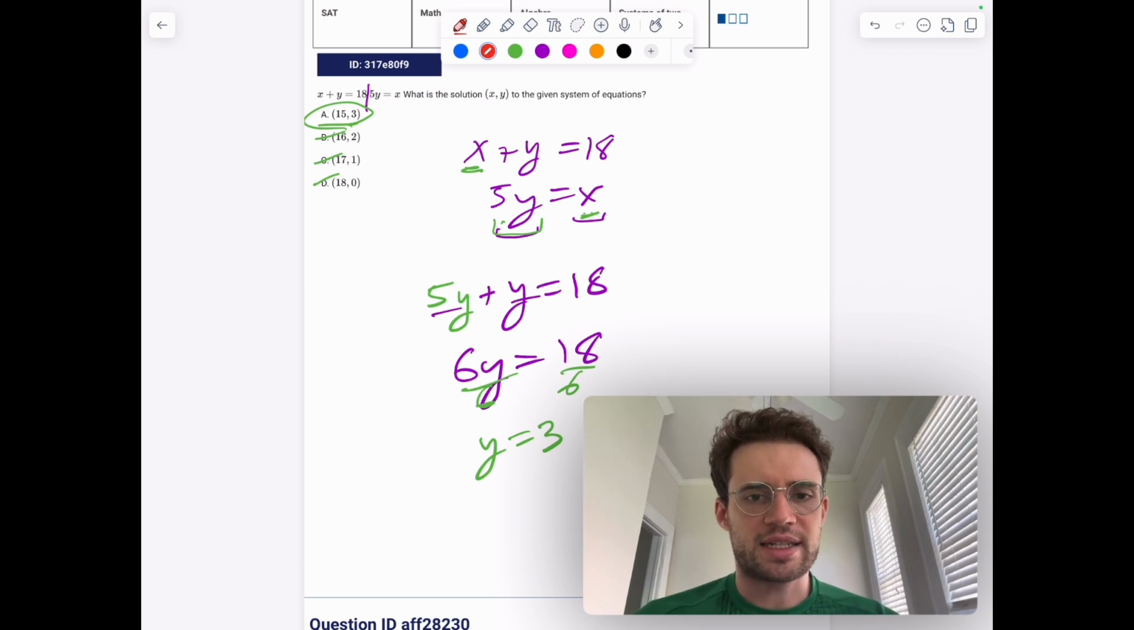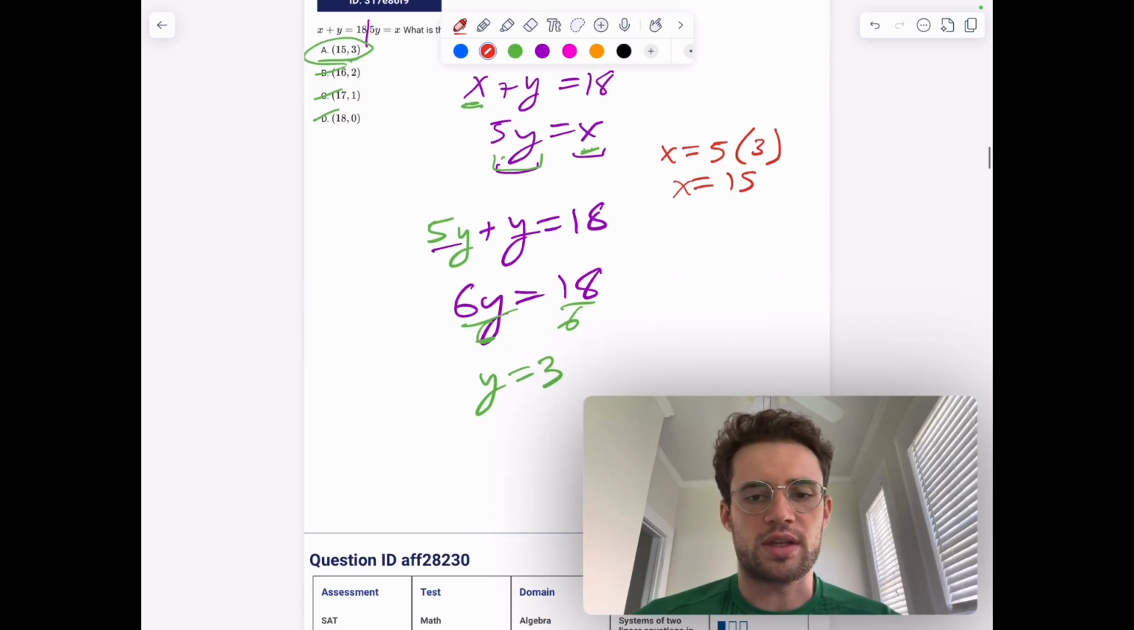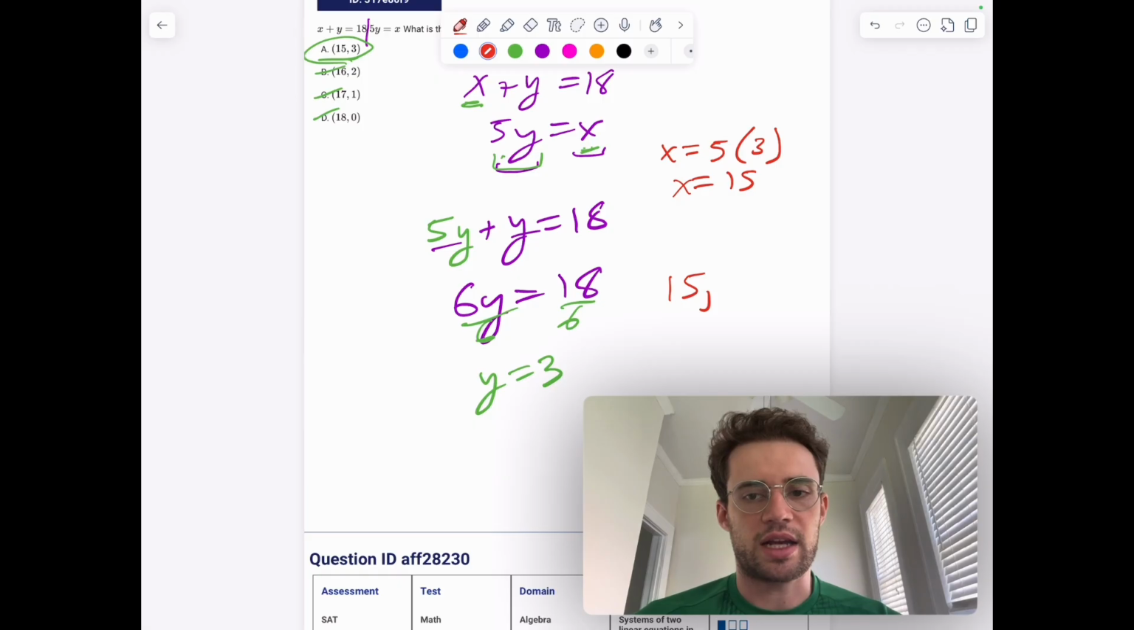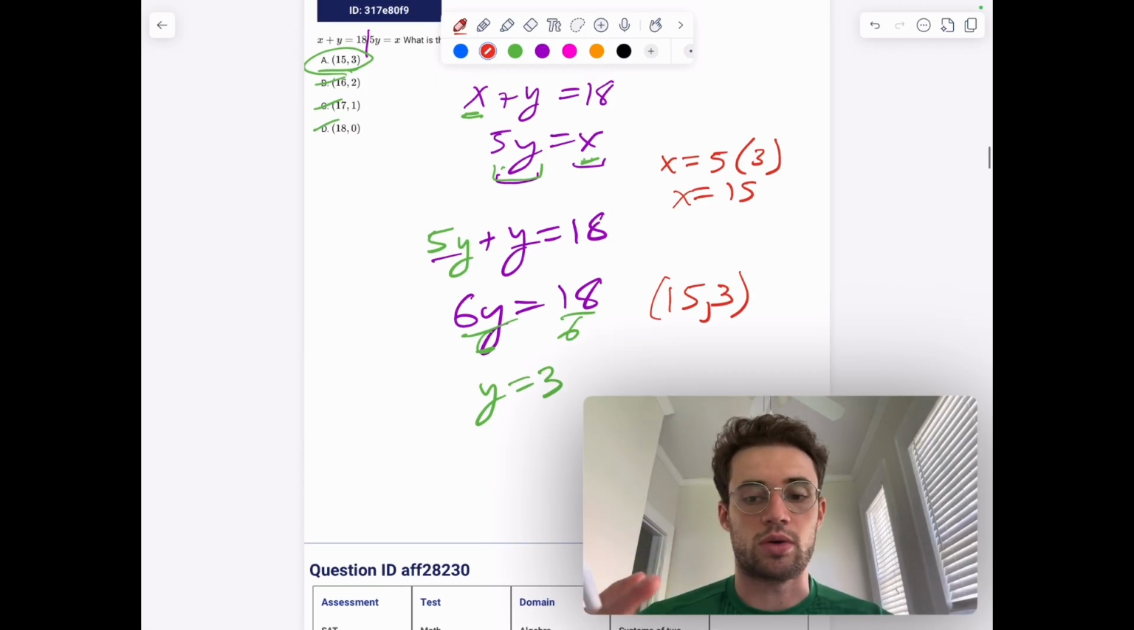They say x is equal to 5 times y, so x equals 5 times 3, and 5 times 3 is 15. So x equals 15. If we wrote this out as an ordered pair, it'd be the x-coordinate, comma the y-coordinate, 15 comma 3, which is choice A.